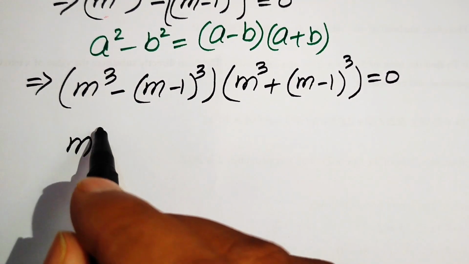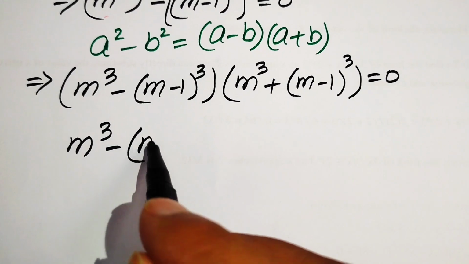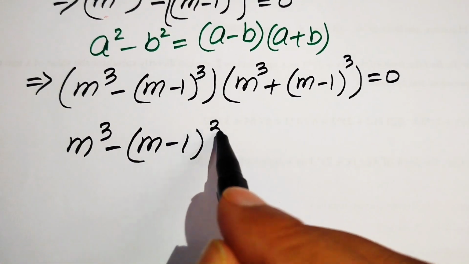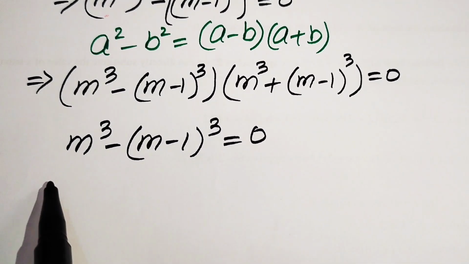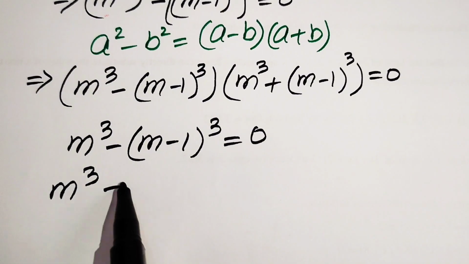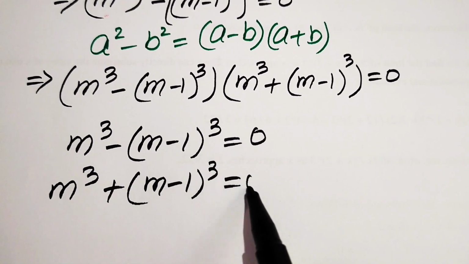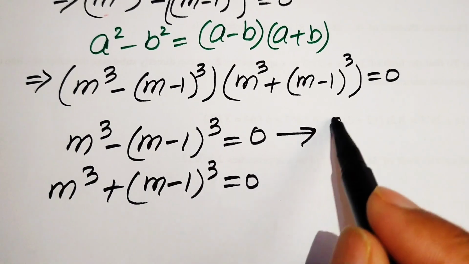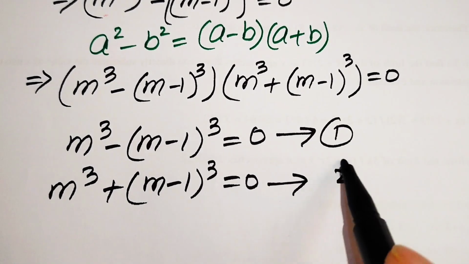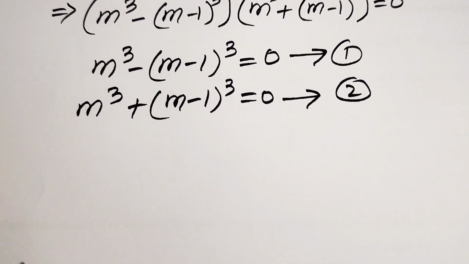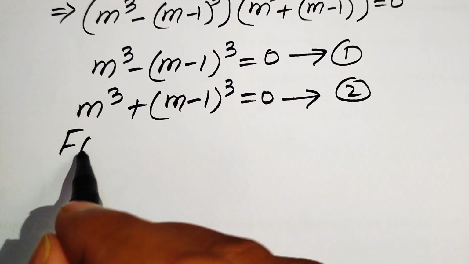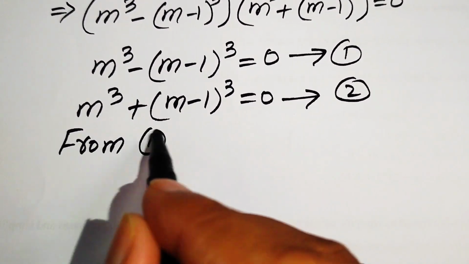Our first case is we take m cubed minus (m minus 1) cubed equals 0, and the second case is we take m cubed plus (m minus 1) cubed equals 0. We call this equation number 1 and this equation number 2. We solve these two equations simultaneously. Now first we focus on equation number 1.